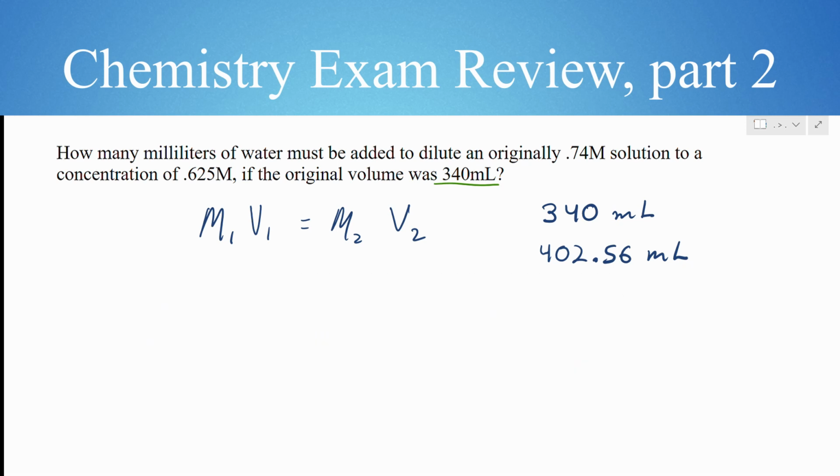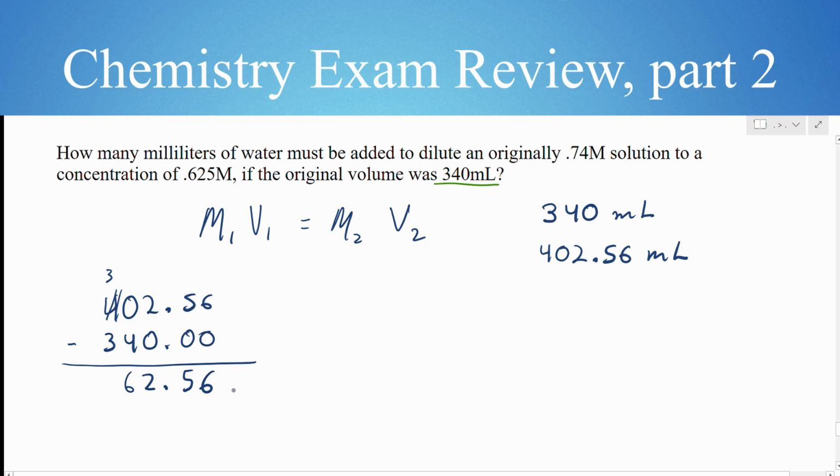And we want to know how much water was added so that we could get the final volume. So all we're going to do here is find the difference. Okay, so 402.56 minus 340. So in the end, we get 62.56 mL. And this is the number of milliliters of water that we had to add to get to the final volume.